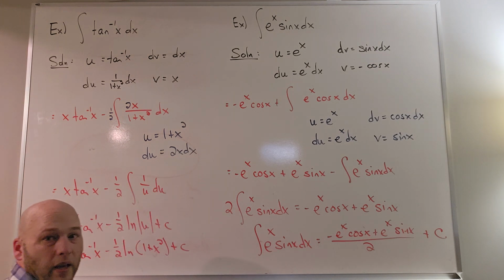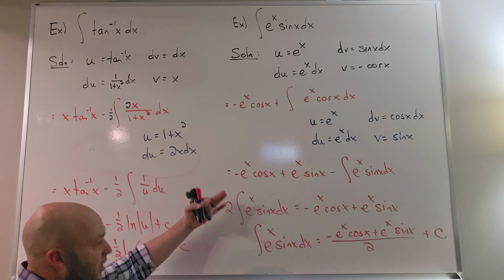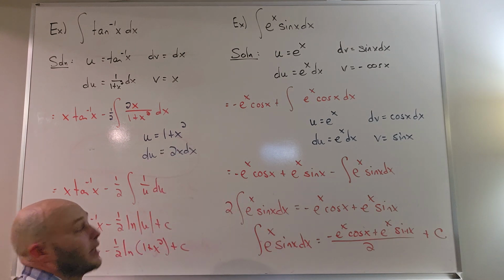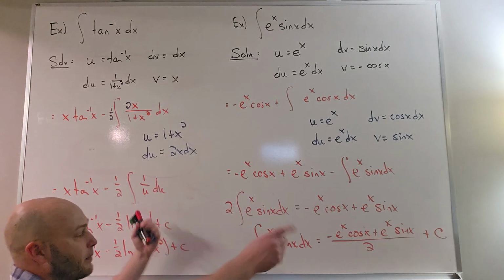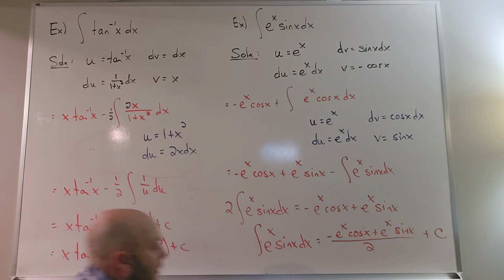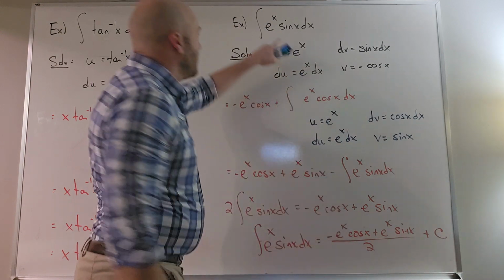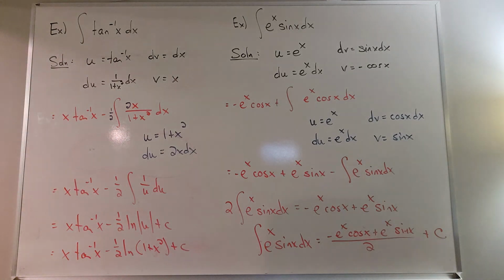So this is a special case of an integration by parts technique where the original integral appears later on down the line, and then we just add that to the other side, and then I can just divide by 2. This doesn't come up very often, but you can imagine if I started with e to the x cosine of x, that would be another example where this technique would apply.